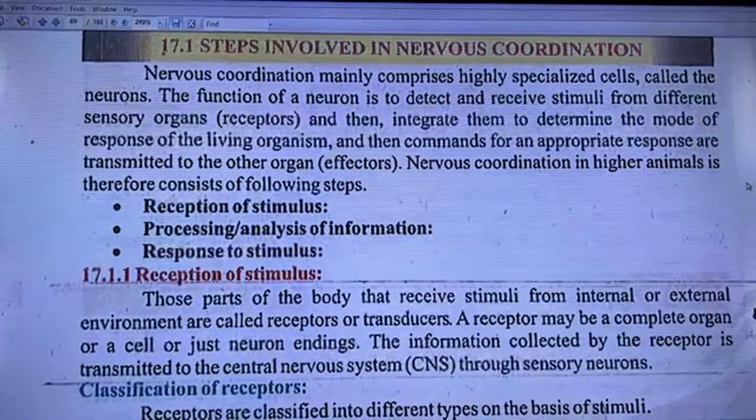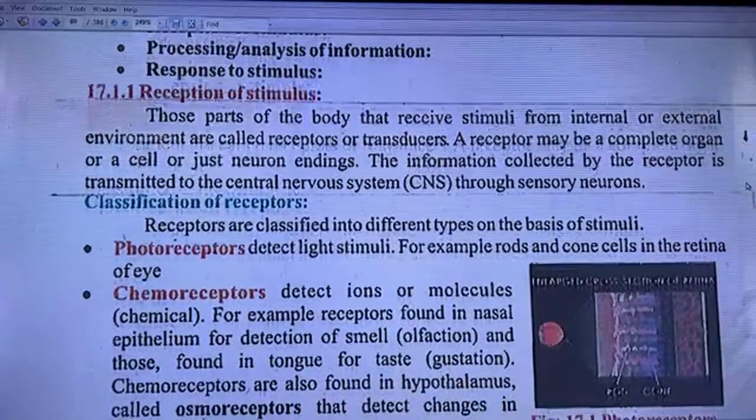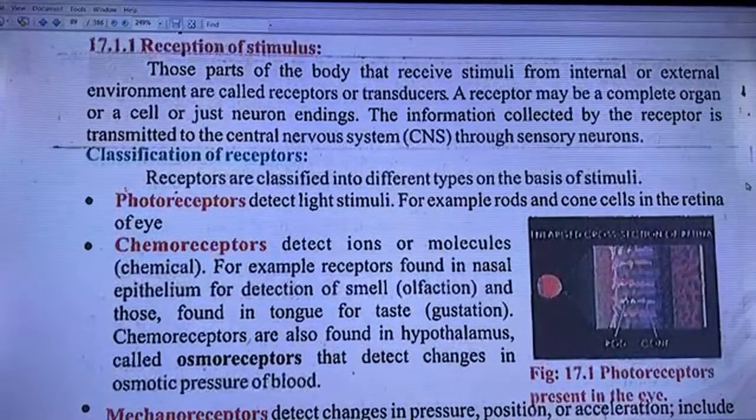Nervous coordination is higher in higher animals and therefore consists of the following steps: reception of stimuli, processing and analysis of information, and response to stimulus. Reception of stimuli: those parts of the body that receive stimuli from the internal or external environment are called receptors or transducers. A receptor may be a complete organ, a cell, or just neuron endings. Information collected by the receptor is transmitted to the central nervous system through sensory neurons.